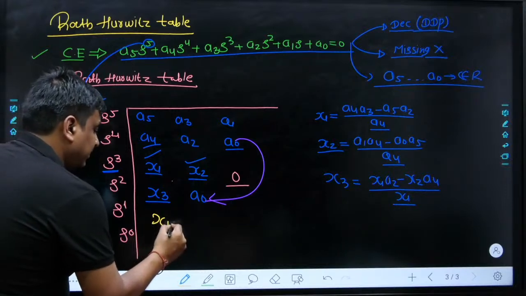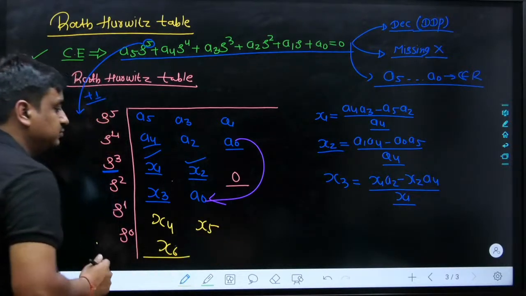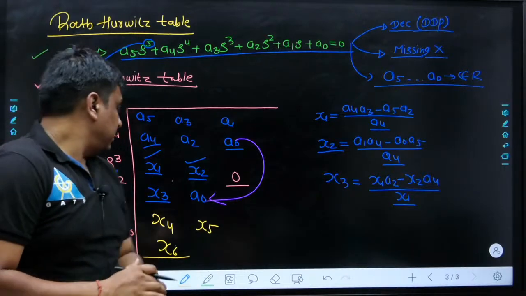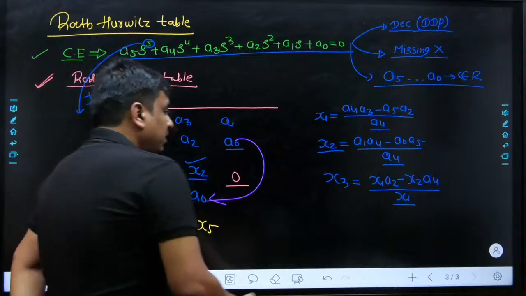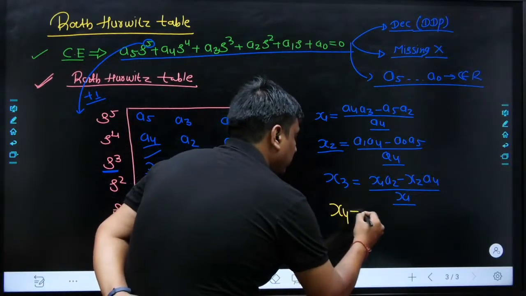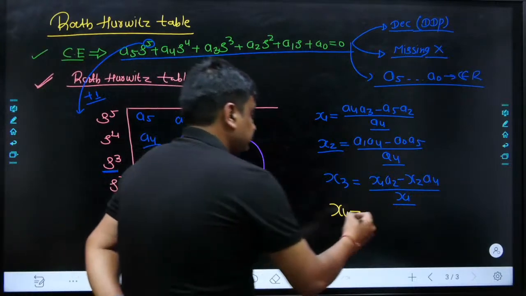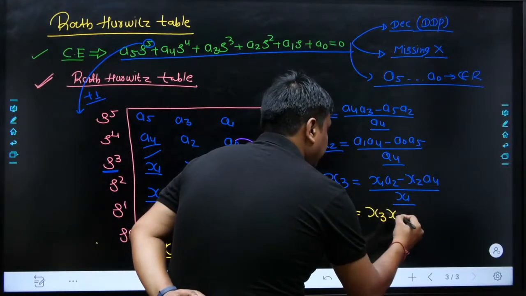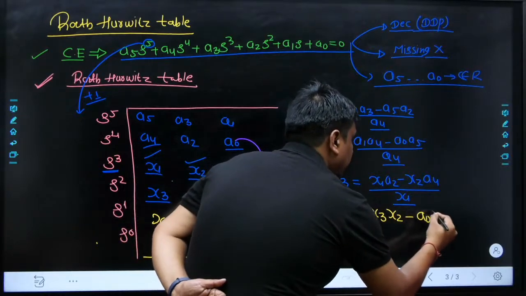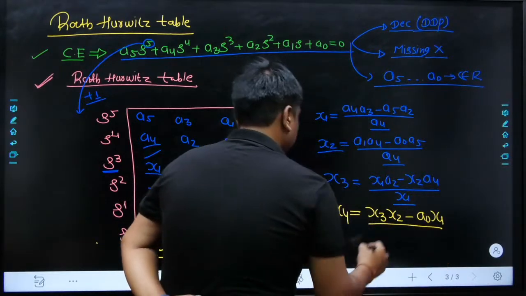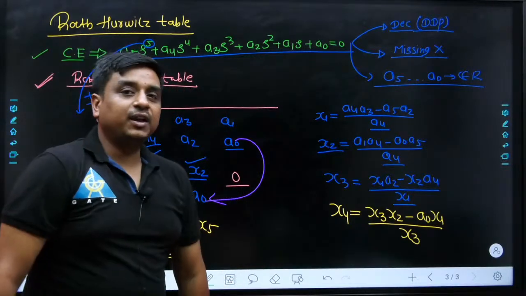Maybe you can write this as x4 and here x5, here it's x6. Obviously, let me try that. So tell me what's going to be the x4 over here. The x4 would be very easy to calculate. Tell me sir what it is. The x4 would be equal to x3 into x2 minus a0 into x1, divided by x3.